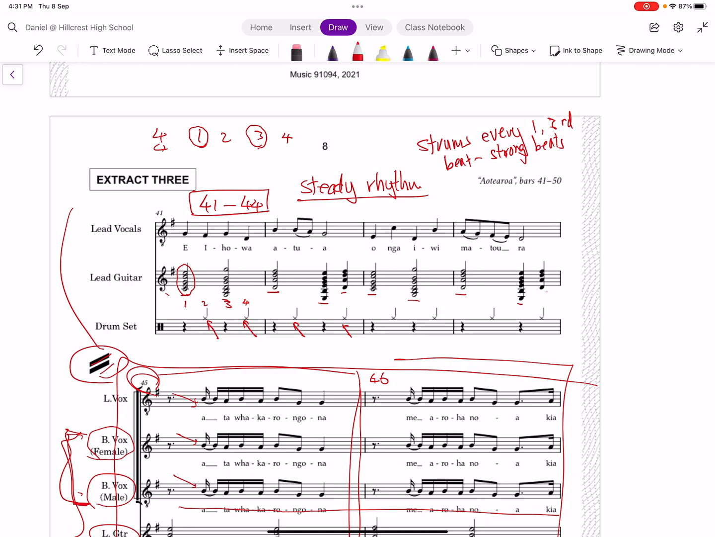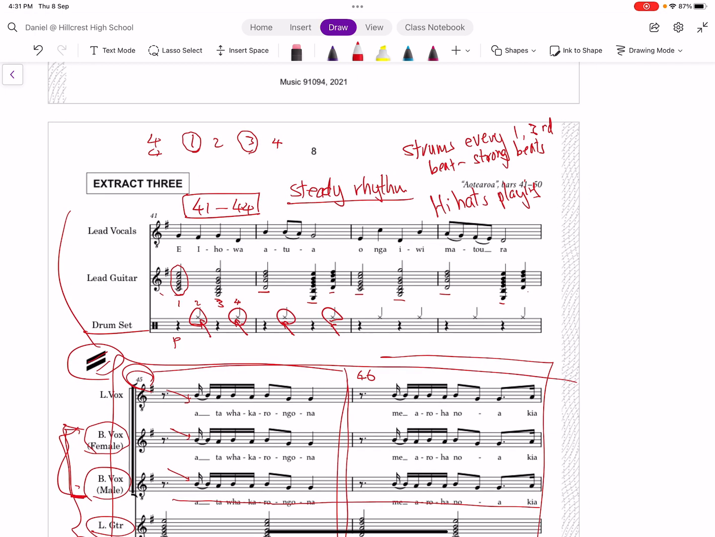We've got 1 and 2. And the hi-hats on the drum set are playing the backbeats. And we don't really know how loud this is because there's no dynamic marking to indicate. If we had P's, that would be piano or soft. Okay, hi-hats playing the offbeats of the second and fourth beat. Okay, so that's all right.